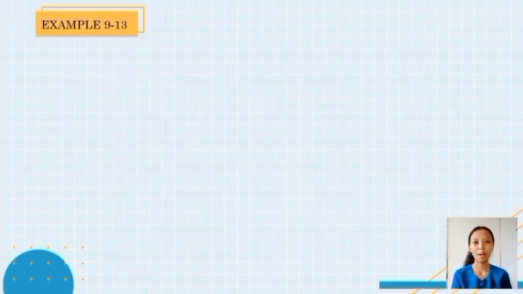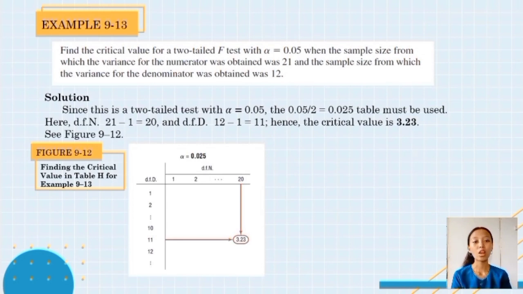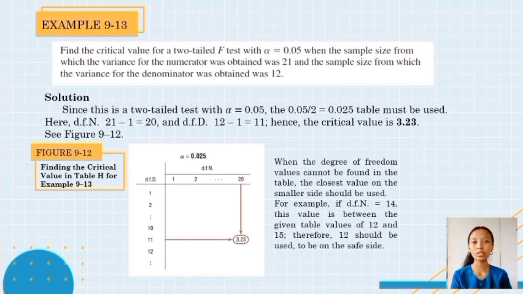Now let's have another example in finding the critical value using the F distribution table. When the degrees of freedom values cannot be found in the table, the closest value on the smaller side should be used. You should remember this one. For example, if D.F.N. is equal to 14, this value is between the given table values of 12 and 15. There is no 14 in the D.F.N., so we are going to choose from 12 and 15. And remember that the smaller side should be used, therefore 12 should be used to be on the safe side.